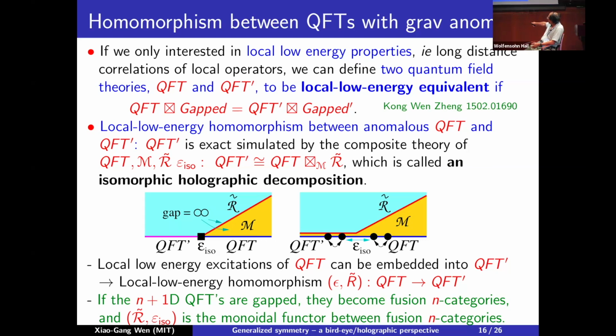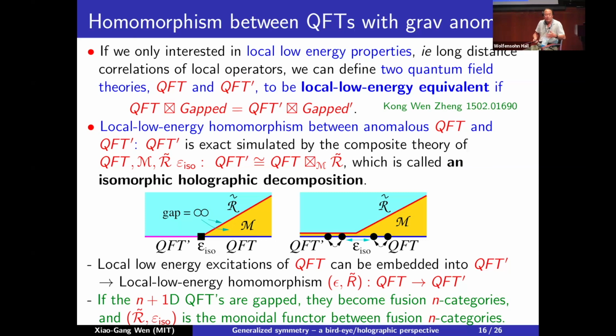Actually, from the QFT to QFT prime, there is a local low energy homomorphism. And this local low energy homomorphism is labeled by this pair. This pair is R tilde, this gapped boundary, which already determines the bulk, because the bulk is the center of R tilde, and epsilon, this domain wall, which is a transparent domain wall, an isomorphism. This epsilon means isomorphism. Okay.